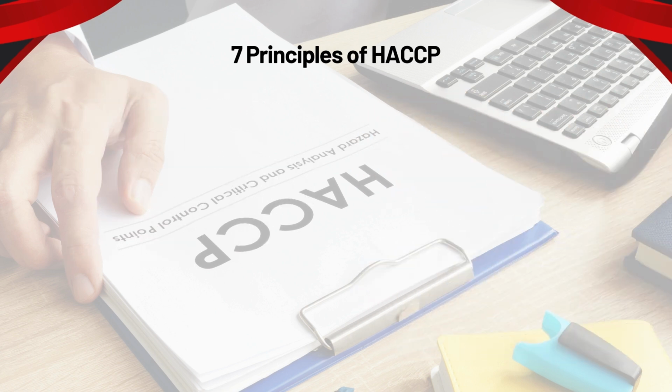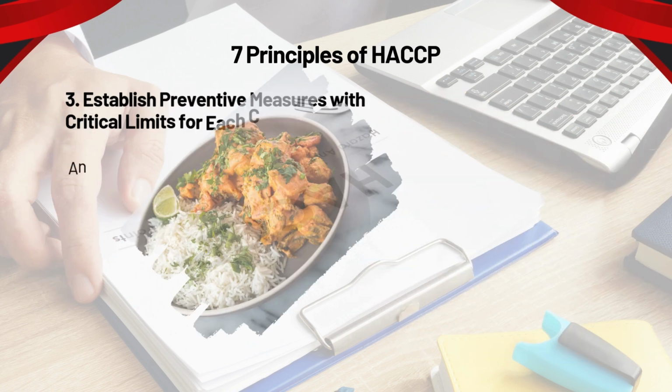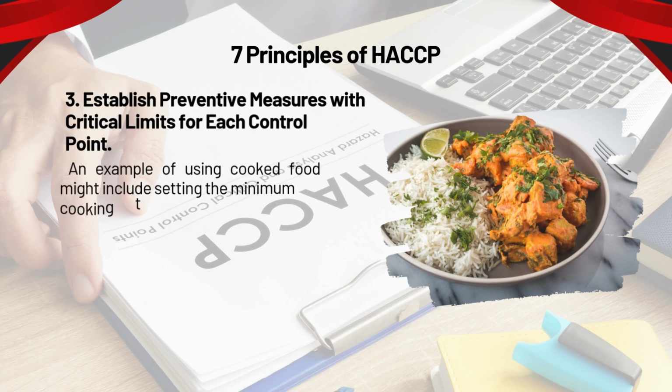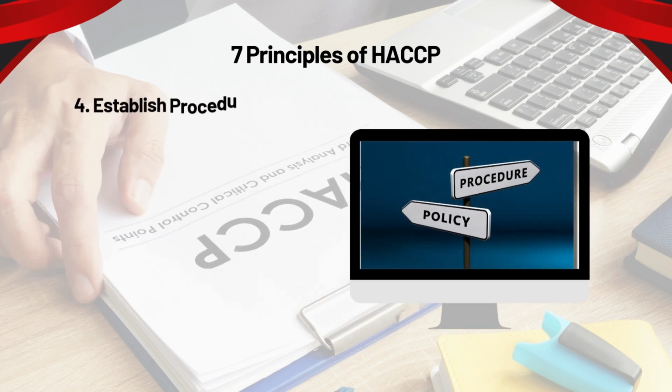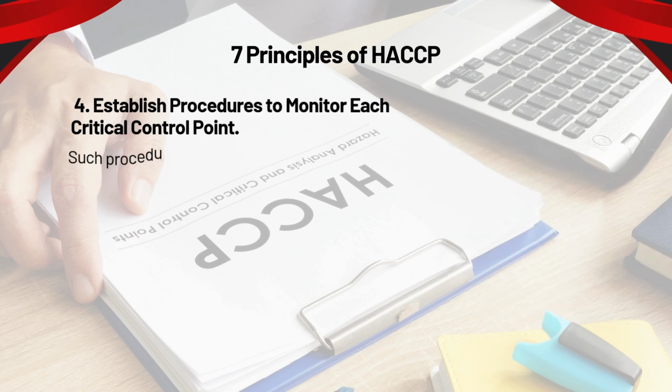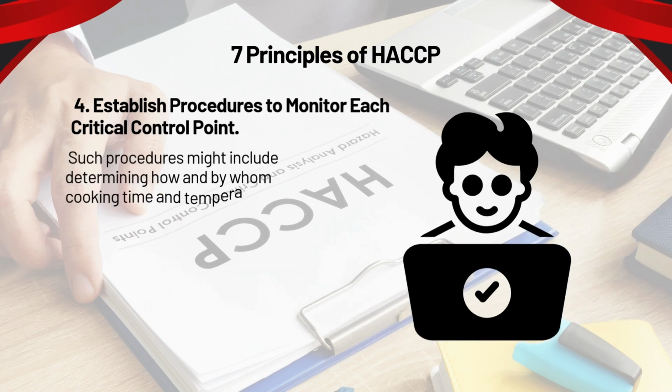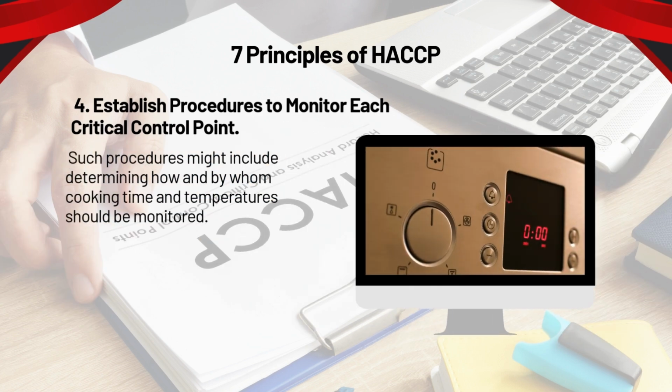3. Establish preventive measures with critical limits for each control point. An example of using cooked food might include setting the minimum cooking temperature and time required to ensure the elimination of any harmful microbes. 4. Establish procedures to monitor each critical control point. Such procedures might include determining how and by whom cooking time and temperature should be monitored.